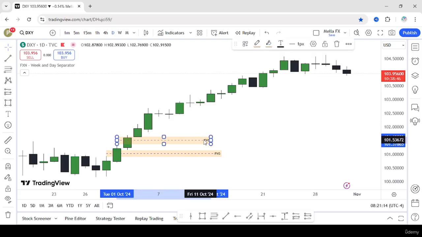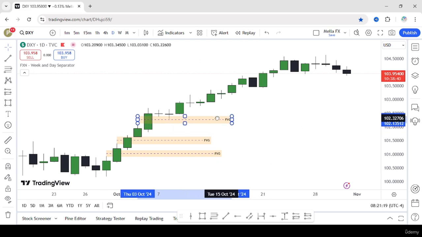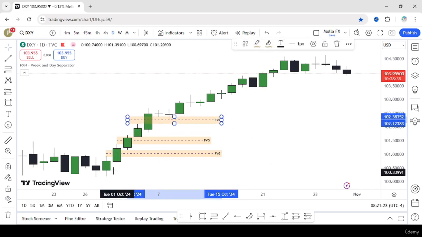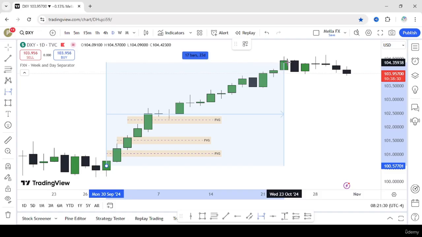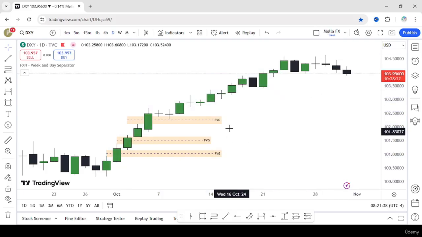What I wanted you to study is previous data, examples of a fair value gap that takes maybe even months for the market to come and rebalance. You can see this is already 23 days, more than a month, and it has not yet been rebalanced. But I can see there's this one which was rebalanced immediately, some days after.